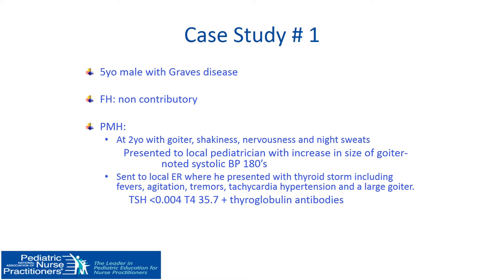His systolic blood pressure at that time was in the 180s. So that's an emergency. He was sent to the local emergency room. He was presenting with thyroid storm, including fevers, agitation, tremors. He was tachycardic, hypertensive, and he had a very large goiter. At that time, his TSH was almost undetectable, and his free T4 was 35.7, which is very high. He tested positive for the thyroglobulin antibodies and was admitted to the hospital.